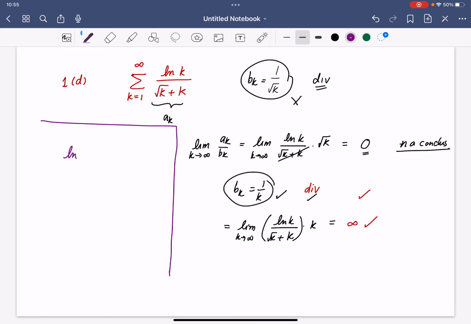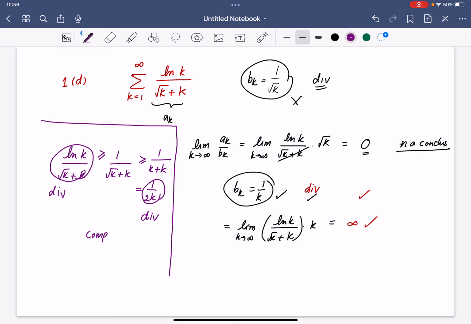But the solution that I want you to do actually is not the limit comparison test. I want you to note that log k is always bigger than 1 when k is greater than 3. So the fraction is greater than 1 over square root k plus k. And because square root k is less than k, this is actually bigger than 1 over 2k. But that one is divergent, so by the comparison test, this one is divergent as well.